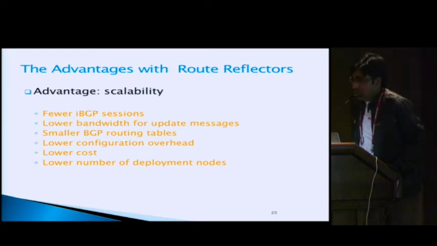From the deployment perspective, and from the provisioning side as well, you have less overhead of configuring, because clients are not even aware of having a route reflector in your system. You just need to put the configuration only on the route reflector itself. And this saves lots of dollars for you.